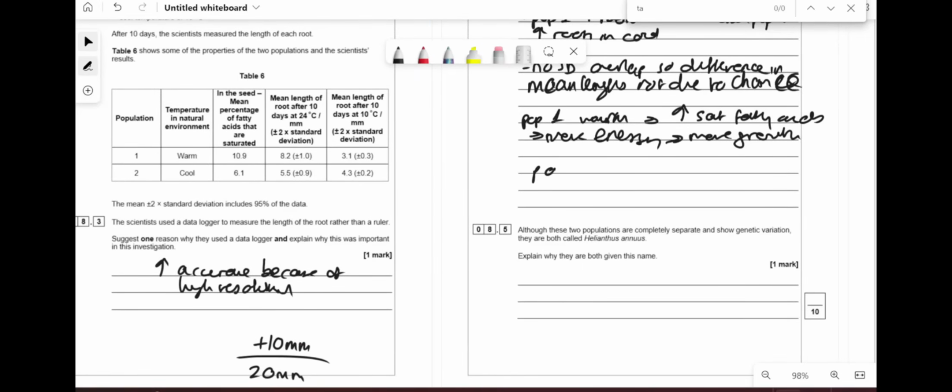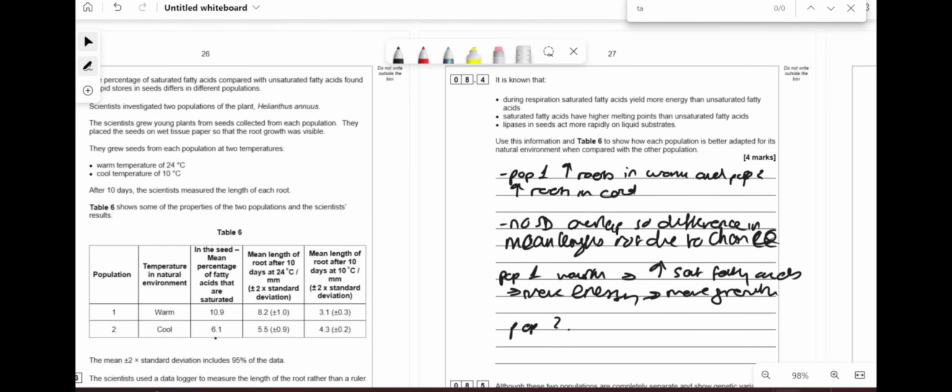I'm not going to write all that out, but it has more unsaturated fatty acids, and as well as that, it's got a lower percentage of saturated fatty acids, so there's more unsaturated because it's a percentage of all of them. So it's got more unsaturated fatty acids, and because they have lower melting points than saturated fatty acids, they're probably more likely to be liquid, and if they're more liquid, that means there's more lipase activity. So that explains population 2.